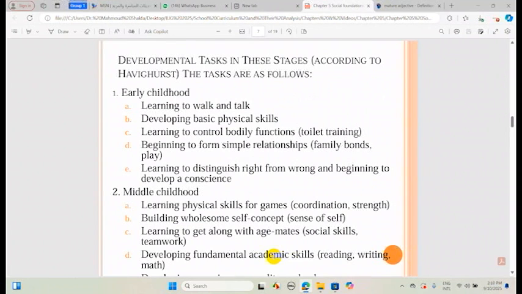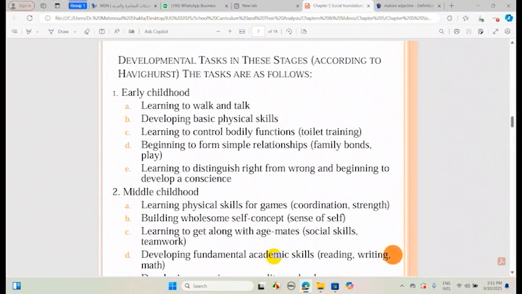The tasks are as follows. Early childhood: learning to walk and talk. So from this age, 0 to age 5, no need to disturb yourself with teaching the kids, the toddlers and the babies at this phase, big tasks. No, just learning to walk and talk, developing basic physical skills, learning to control bodily functions, toilet training for example, beginning to form simple relationships, family bonds, play, learning to distinguish right from wrong, and beginning to develop a conscience. In this phase, just basics.